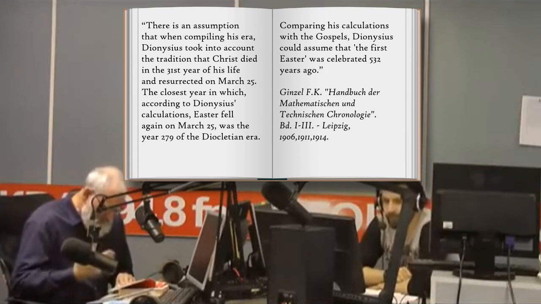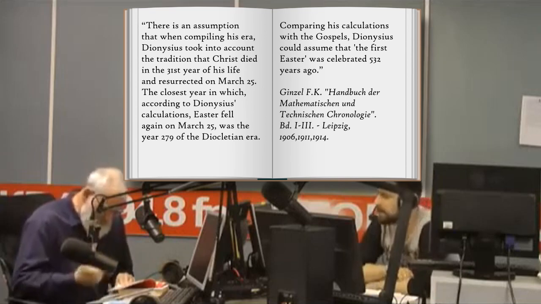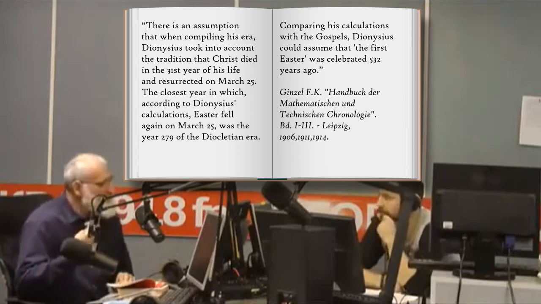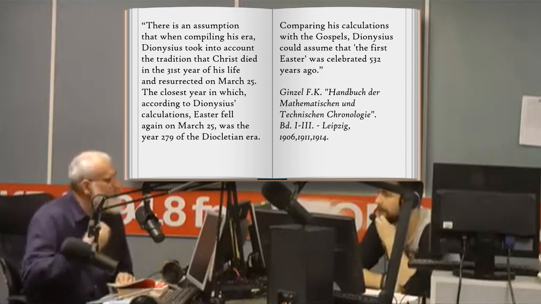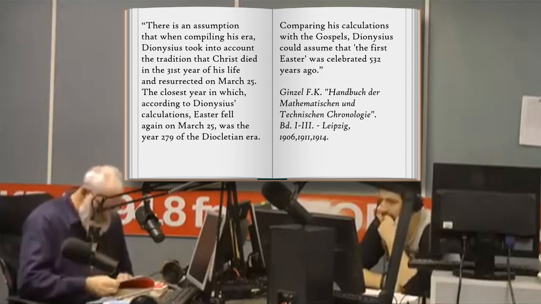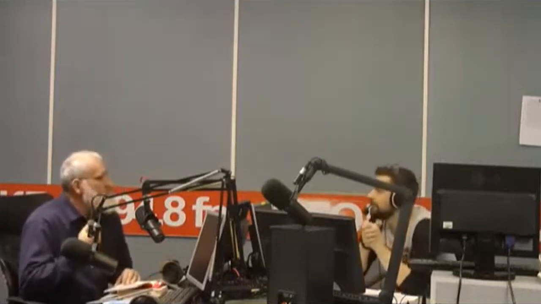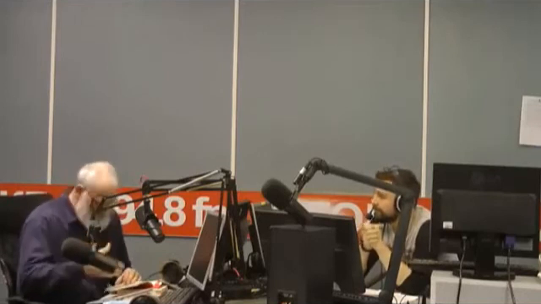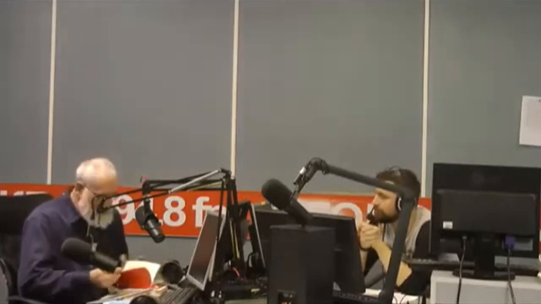Comparing his calculations with the Gospels, Dionysius could assume that the first Easter was celebrated 532 years ago. That is, in fact, when calculating the birth of Christ, he also calculated the resurrection, that is, the first Easter, and used this calculation. Moreover, it is directly considered that he calculated the resurrection, the first Easter, according to the Christian Paschal tables, the Paschalian. But let's look at the Christian Paschalian.